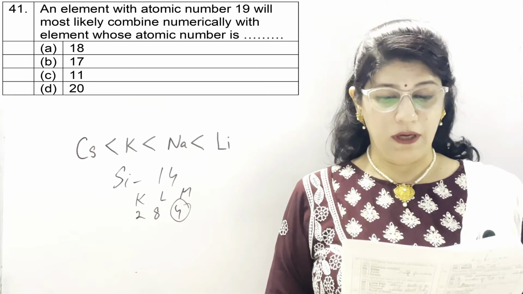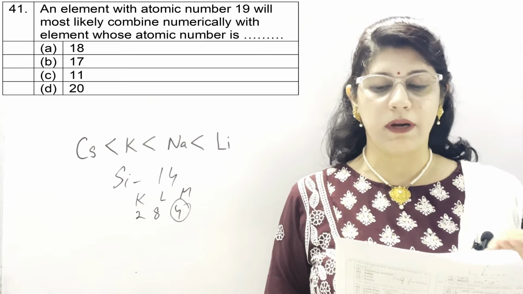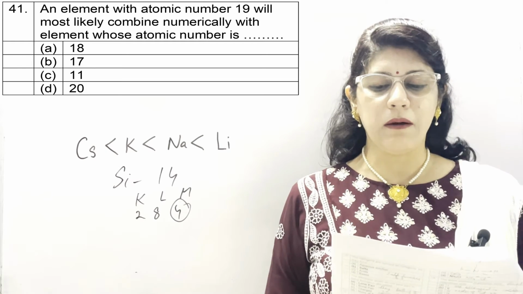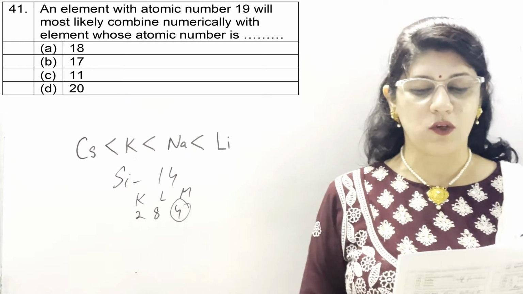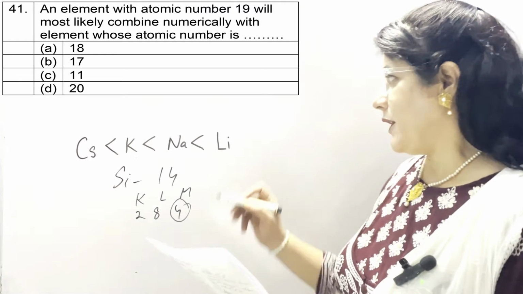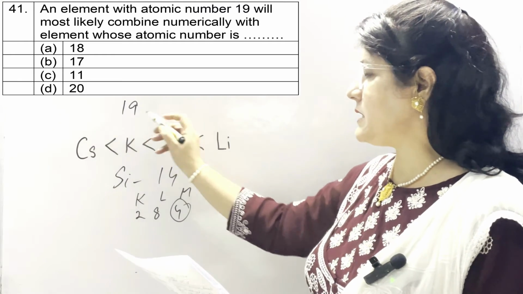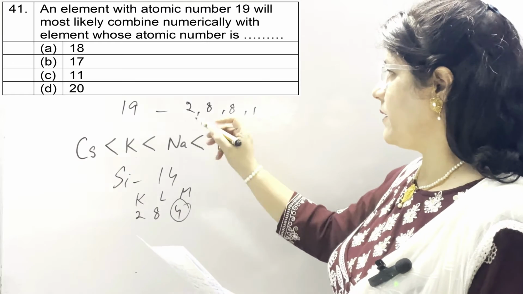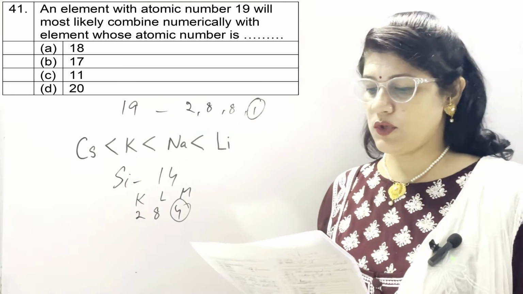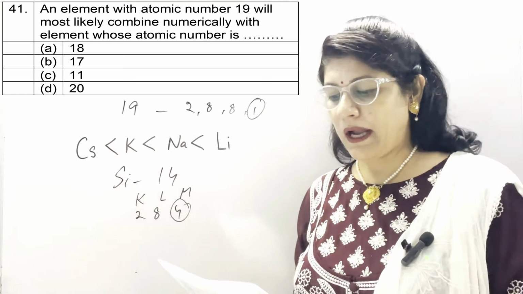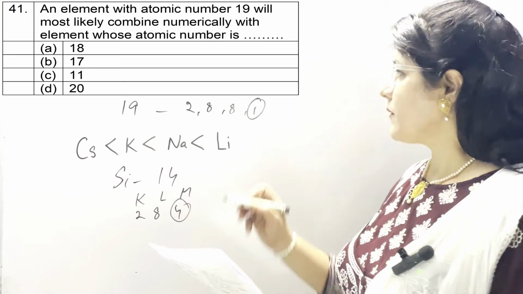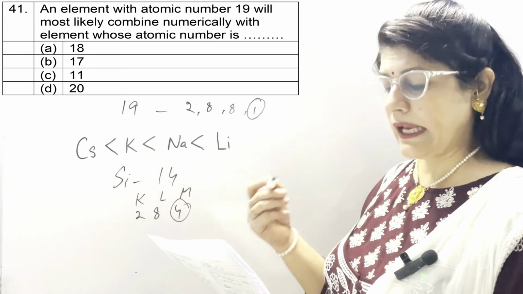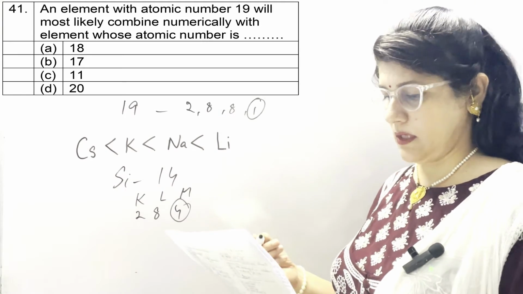Question number 41, an element with atomic number 19 will most likely combine numerically with an element whose atomic number is. Atomic number 19 means 2, 8, 8 and 1. One electron in the outermost shell. So it will combine numerically with atomic number, given options 18, 17, 11 and 20.